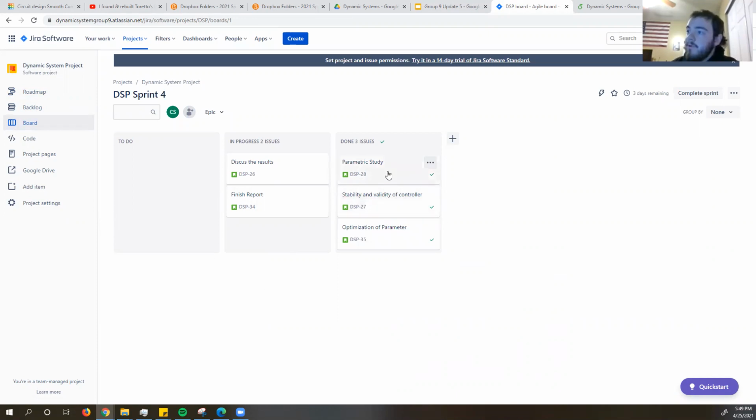We did the parametric study. We did the stability analysis using the equations. We did optimization of parameters, the parameter being the damping coefficient. We're discussing the results now, and after we finish this discussion of results, we'll be able to go in and finish our report and hopefully have that handed in as soon as possible. So that's the update on our timeline from Jira.